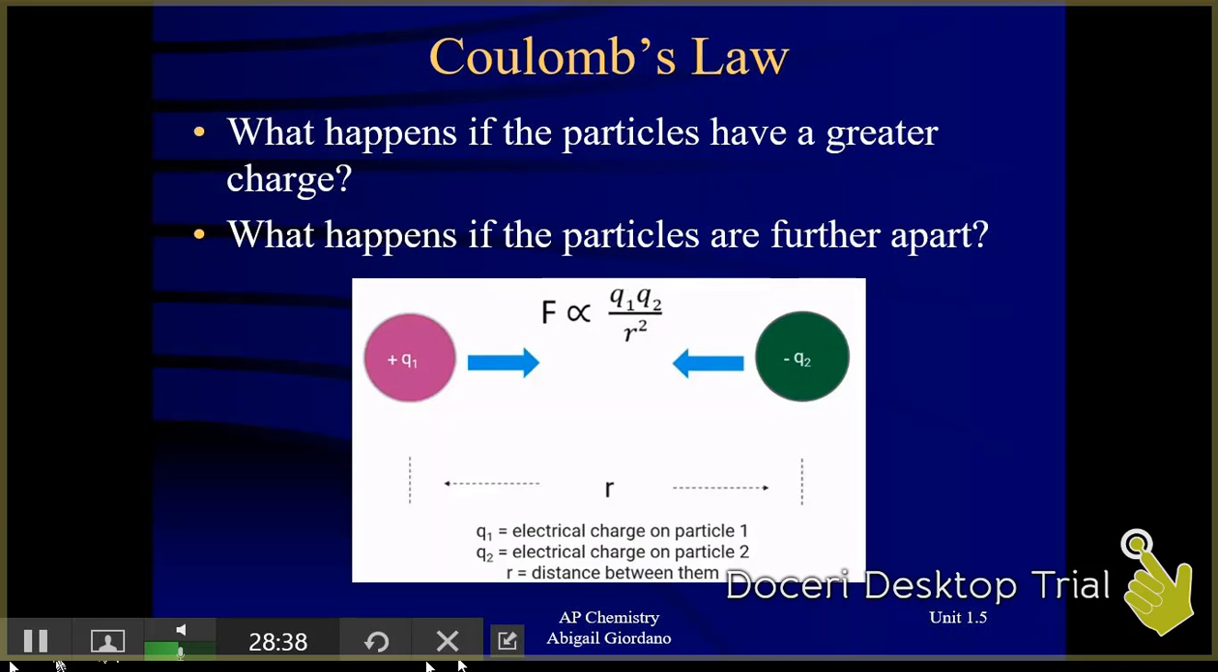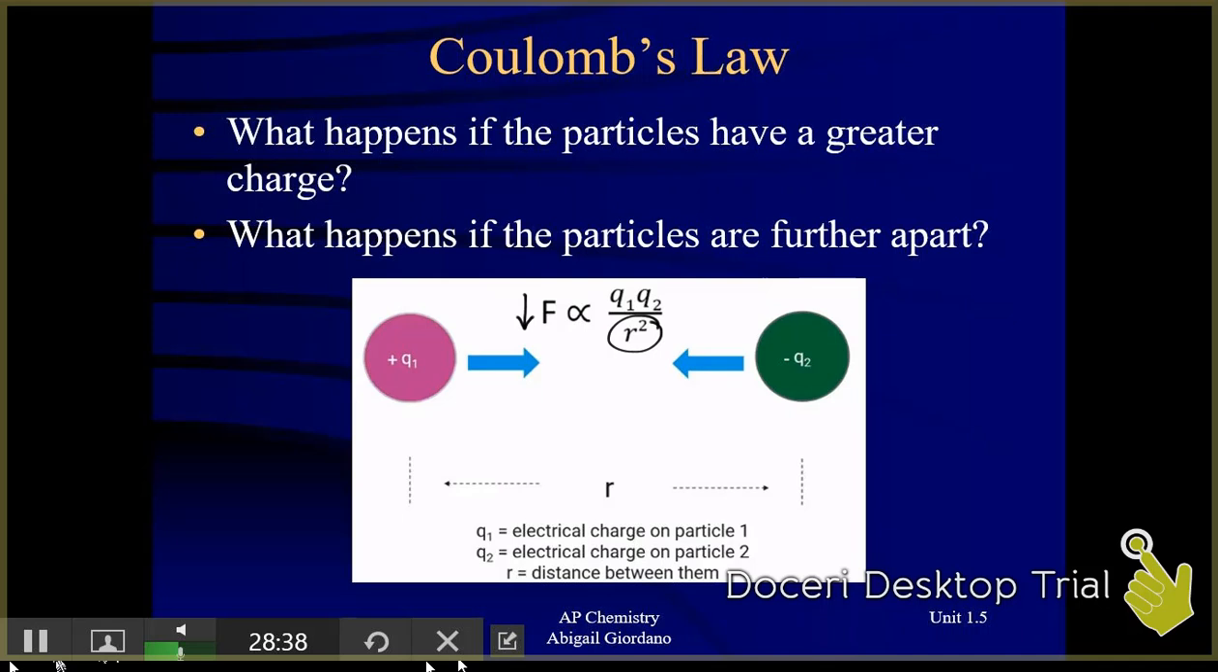The other thing is, what happens if the particles are further apart? Well, let's come back to Coulomb's law, that equation. That's going to affect this number in the denominator. If R is a larger number in the denominator, that's going to make the force a lower magnitude, a lower value. So those 2 particles, if I move them further away from each other, their force of attraction will not be as strong.